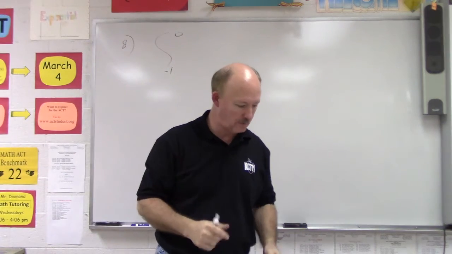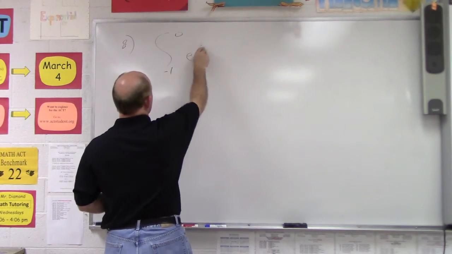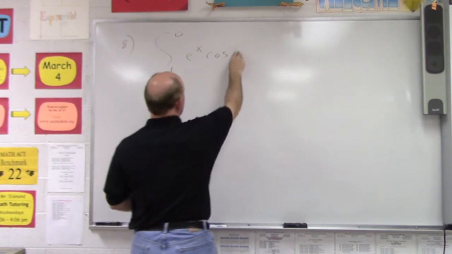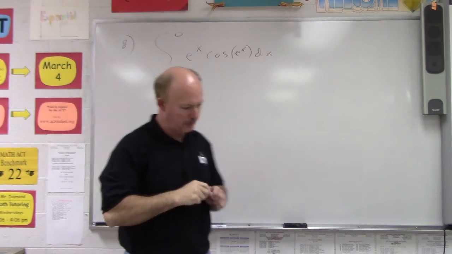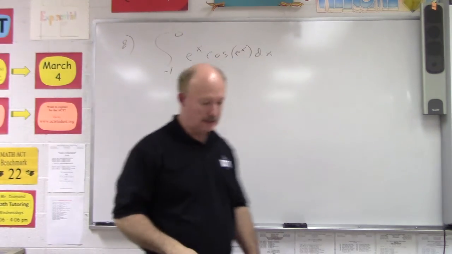Now remember, we're finding the area between the curve and the x-axis from -1 to 0 on this curve. And this will be e to the x cosine e to the x dx. Make sure I got it copied down correctly, and we do.